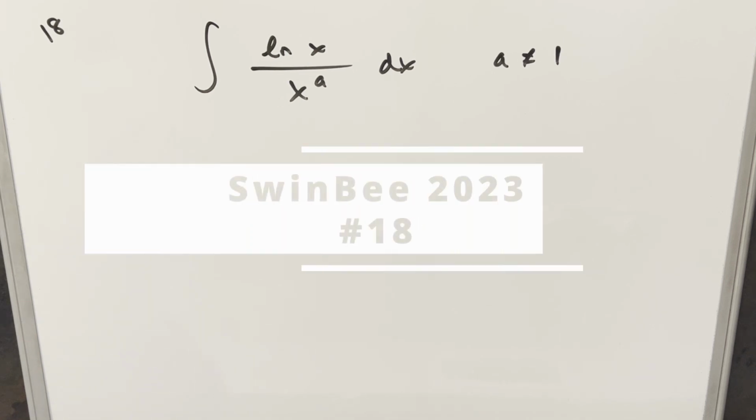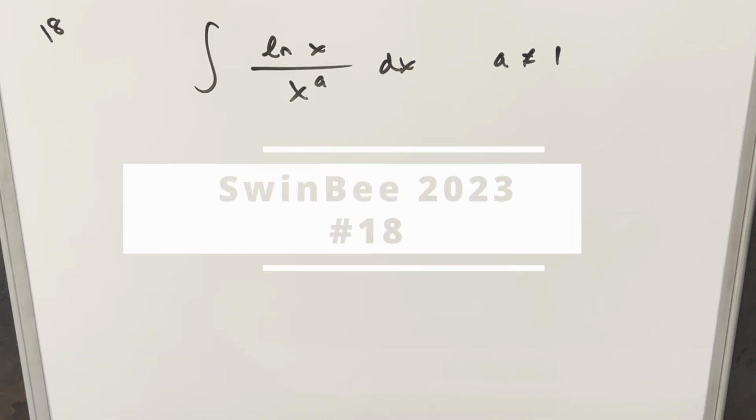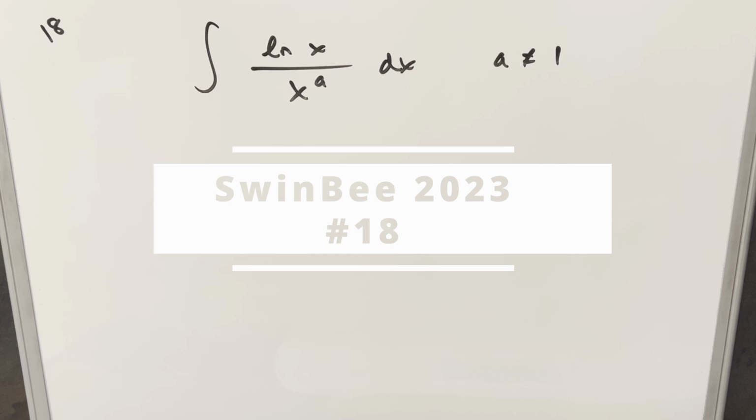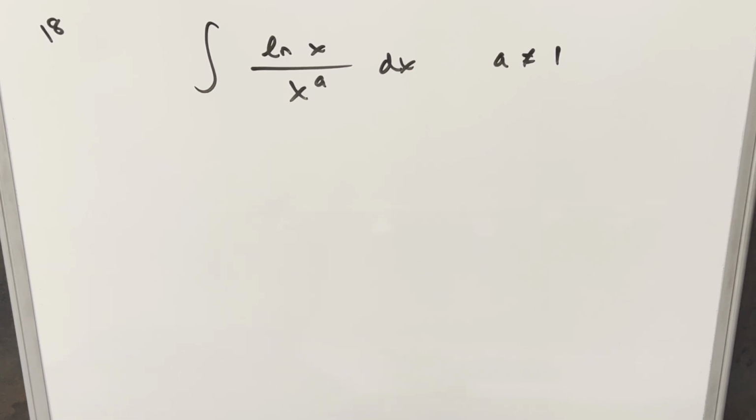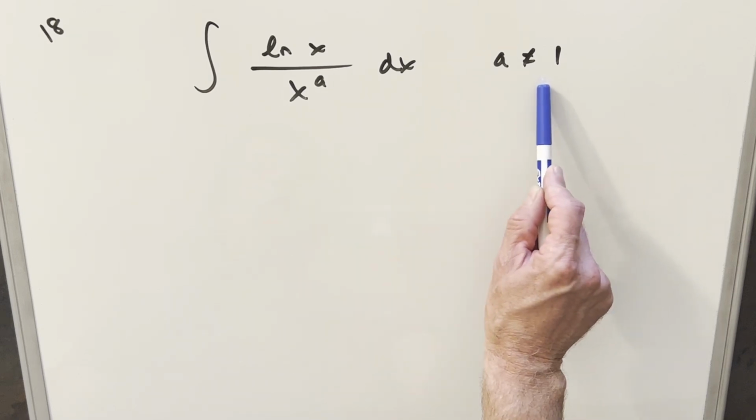Hey, we have another integral today. This one's from the SwinBee 2023, problem 18. We have the integral of natural log x over x to the a dx, and we're given a condition that this a value is not equal to 1.